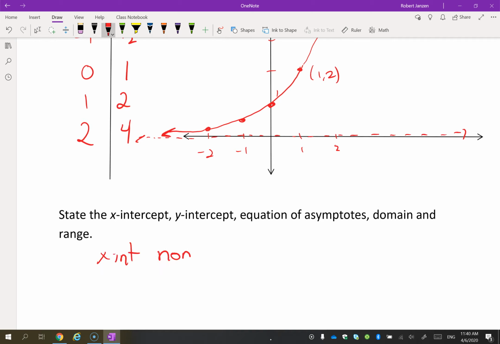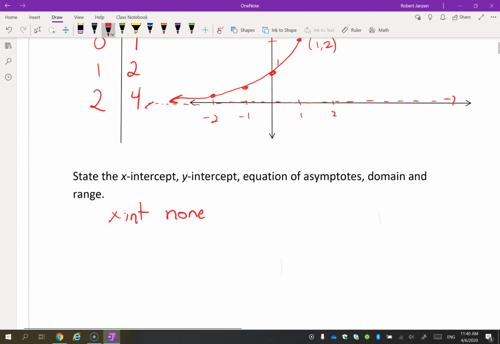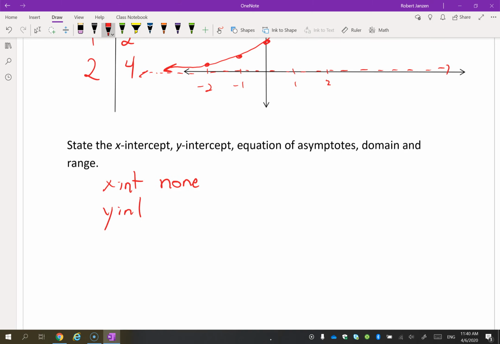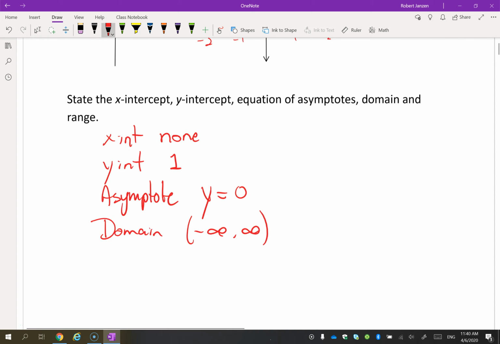X-intercept, none. It will never be 0. Okay, y-intercept, 1. Equation of the asymptote. Okay, remember equation is always an actual equation, so it's y equals 0. What is the domain? Well, x could be -∞ to infinity. And the range, smallest value will be getting very close to 0 but not including it, up to infinity.